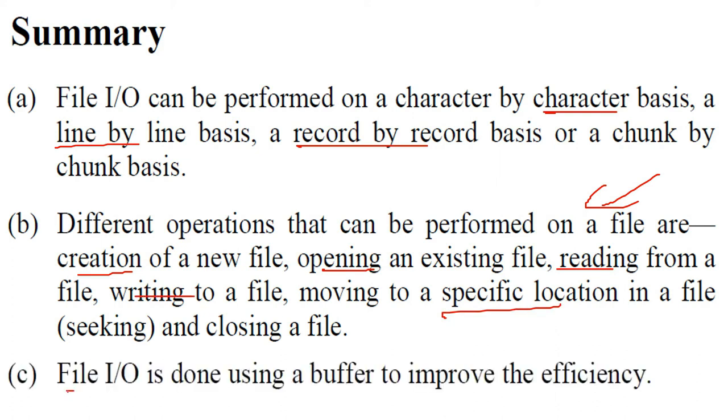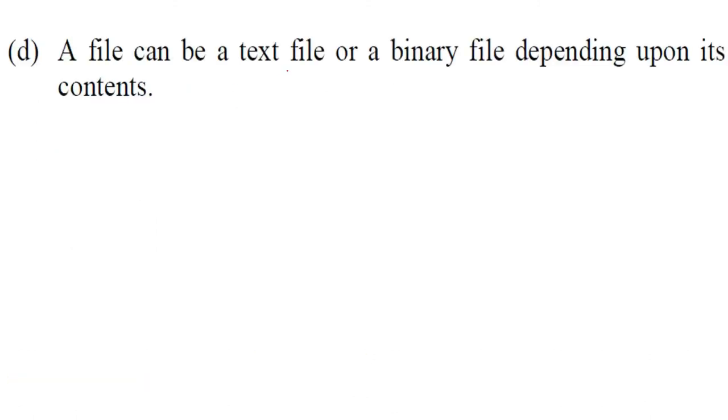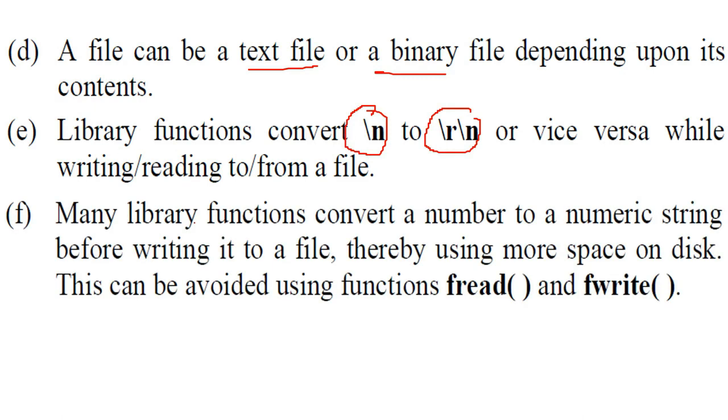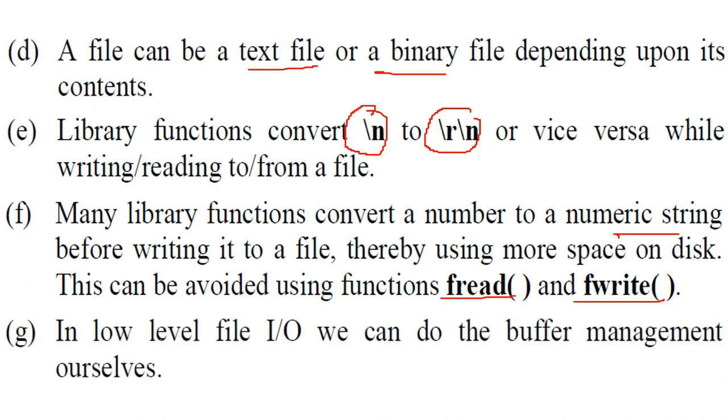This file input output is done using buffers in order to improve efficiency. A file can be text or binary depending upon the contents. The library functions convert \n to \r\n and vice versa while we are reading and writing to and from a file. There are various library functions which convert a number to a numeric string before writing it to a file, and it may use more disk space. You can avoid it using fread and fwrite. In the low level disk IO, we can do the buffer management ourselves. We have to do it.